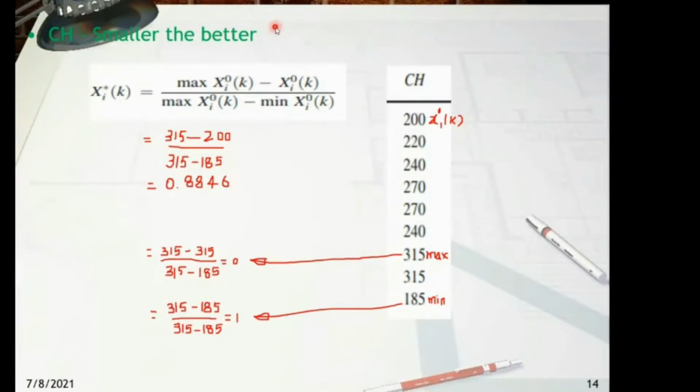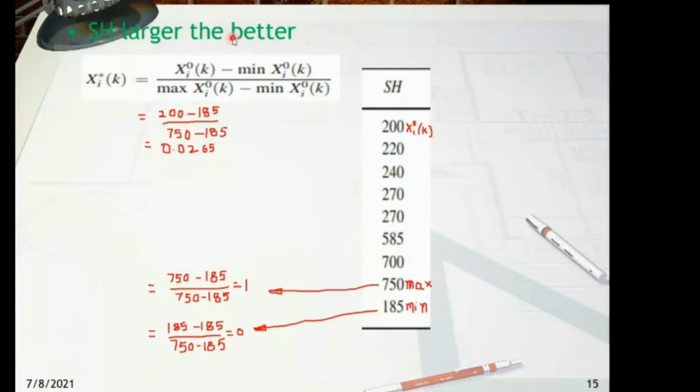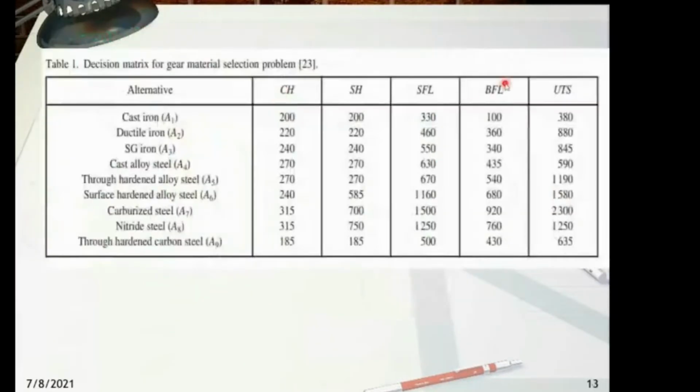Next we will see another one also: the larger the better. For the larger the better, this is the equation: xi of k minus minimum, and the denominator again is maximum minus minimum. The surface hardness values are taken from this table. These values we have taken: 200, 220 and so on. In this, what is the maximum? 780. And what is the minimum? 185.